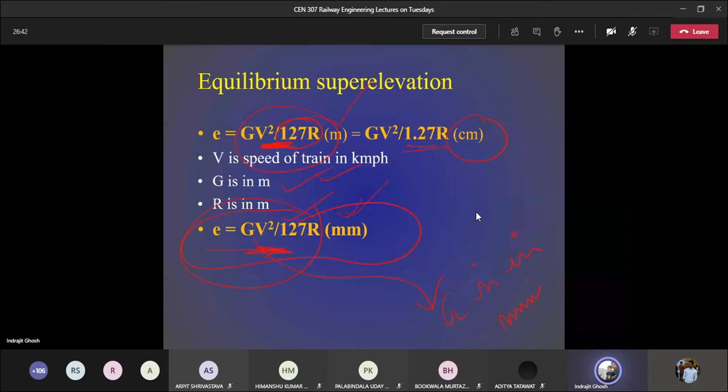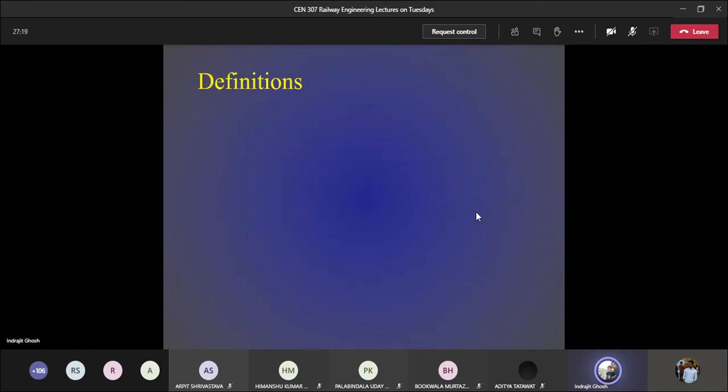Okay, for this particular equation, G is in millimeter. All other things, V is in kilometer per hour, R is in meter, but E will be coming in millimeter. Okay, so again I am telling you, when you will be deriving it, it is expected that you will be deriving it at least once in your lifetime. So when you try to play with the equation, try to see how the equation changes with the units.